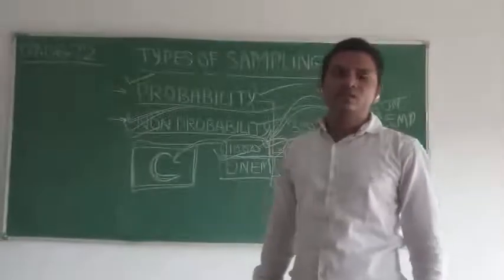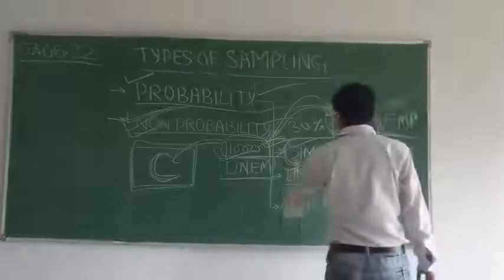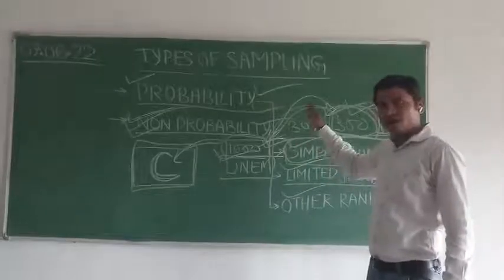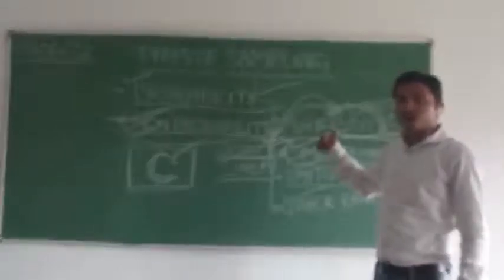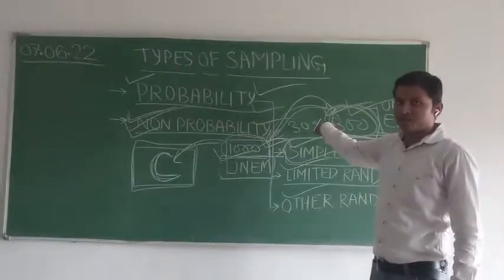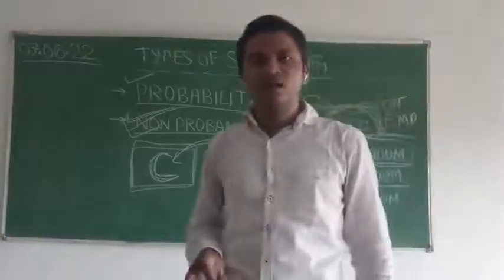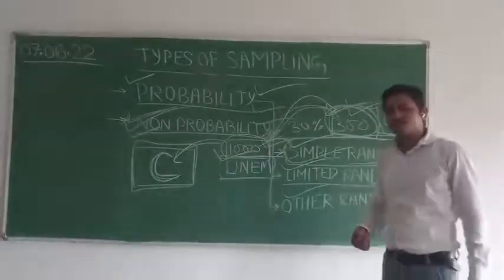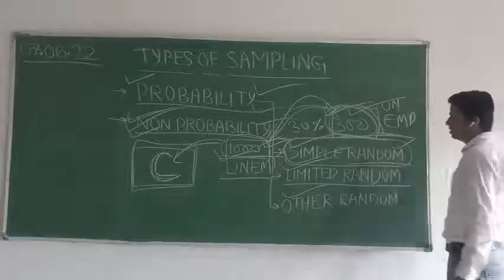In limited random sampling, everybody does not have an equal opportunity like in simple random sampling. There are three methods to choose people as a sample for simple random sampling: the lottery method, the card method, and the grid method. We will discuss them in our next lecture. So simple random sampling has three types.